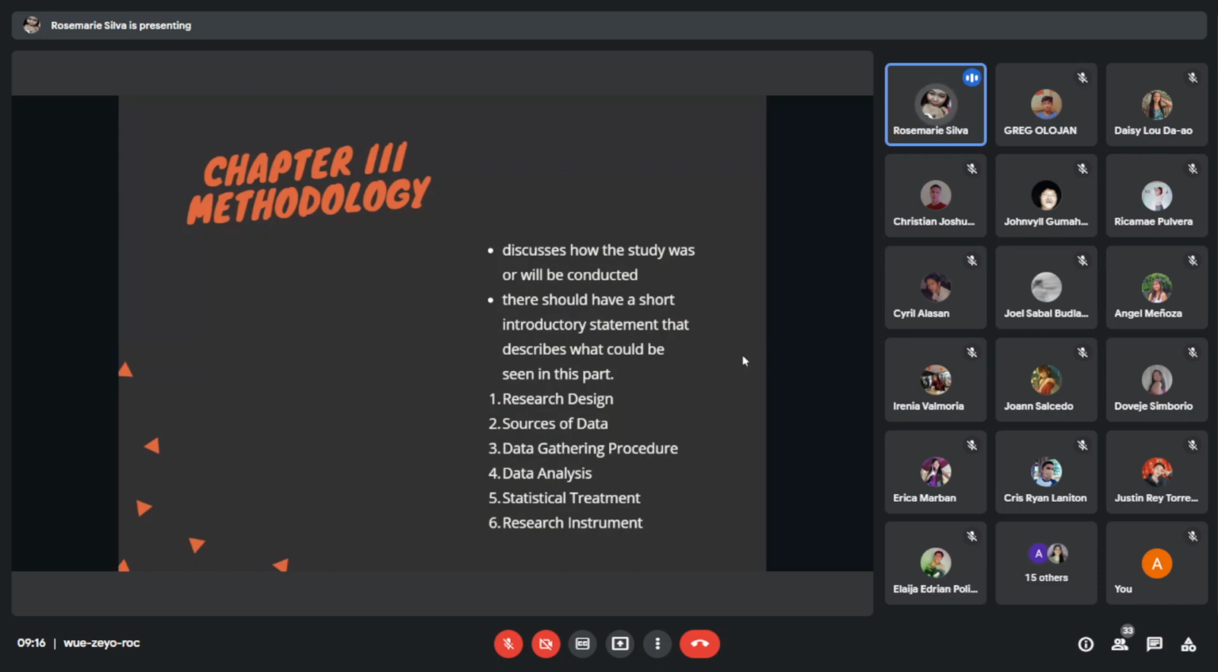Data gathering procedure. In the data gathering procedure, write it step by step. The moment you designed your questionnaire, wait for a while.